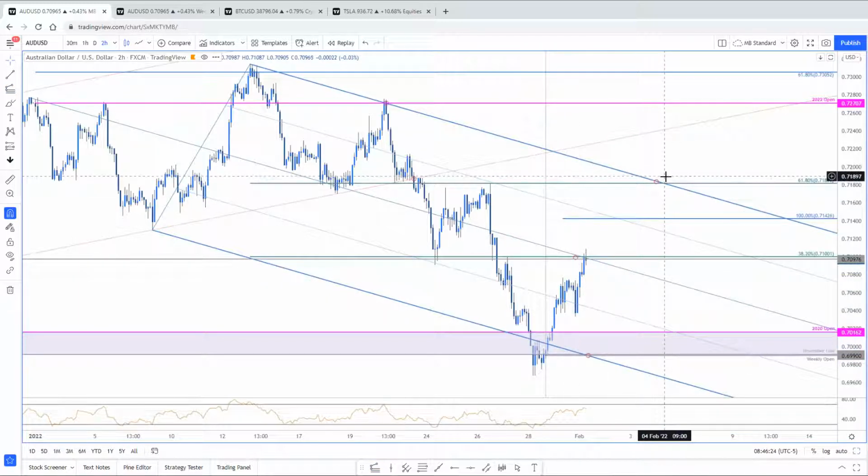into 7140s, 7142, look right here. So if we do break, still could see an exhaustion off that 75% parallel, off that 100% extension. But at the end of the day, the risk is for topside exhaustion here.